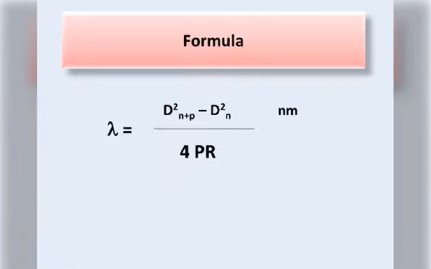The formula required for this experiment is lambda equals (D n plus p) square minus (D n) square upon 4pR, where D n plus p is the diameter of the n plus pth dark ring, D n is the diameter of the nth dark ring, p is the difference between n and n plus pth dark ring, and R is the radius of curvature of the plano-convex lens. By measuring the nth and n plus pth dark ring diameters, the radius of curvature R and p, we can calculate the wavelength of the monochromatic light used to obtain Newton's rings.